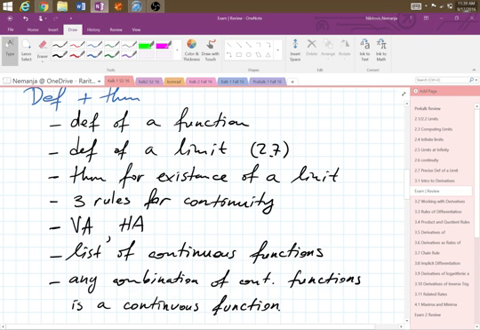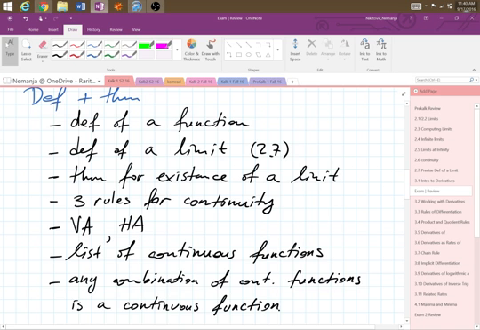So what's on the list? There's a lag over there, so it's not showing up. But the first one is the definition of a function, given to you on the first day. A function is a rule which assigns to each x in the domain a unique y in the range. So definition of a function. Then we have the definition of the limit from 2.7, the epsilon delta one we just covered.